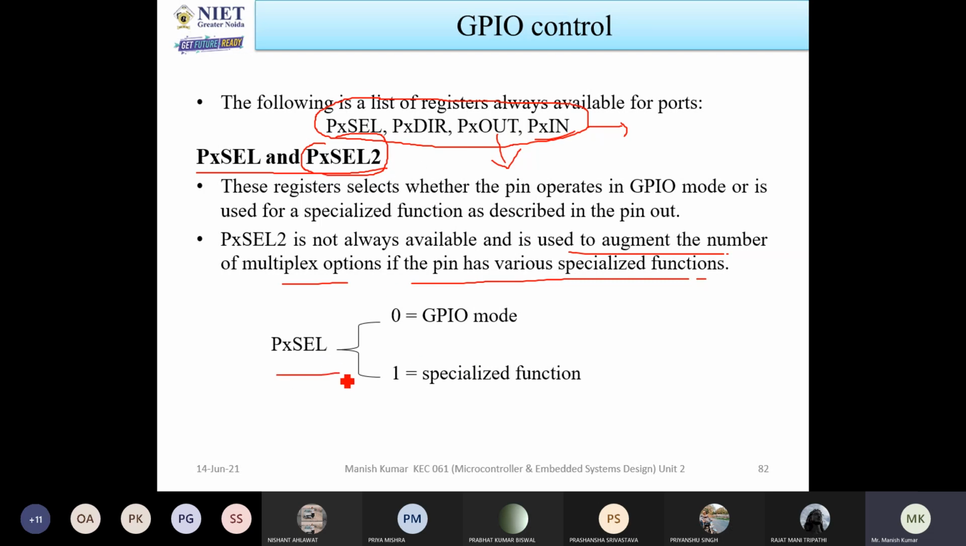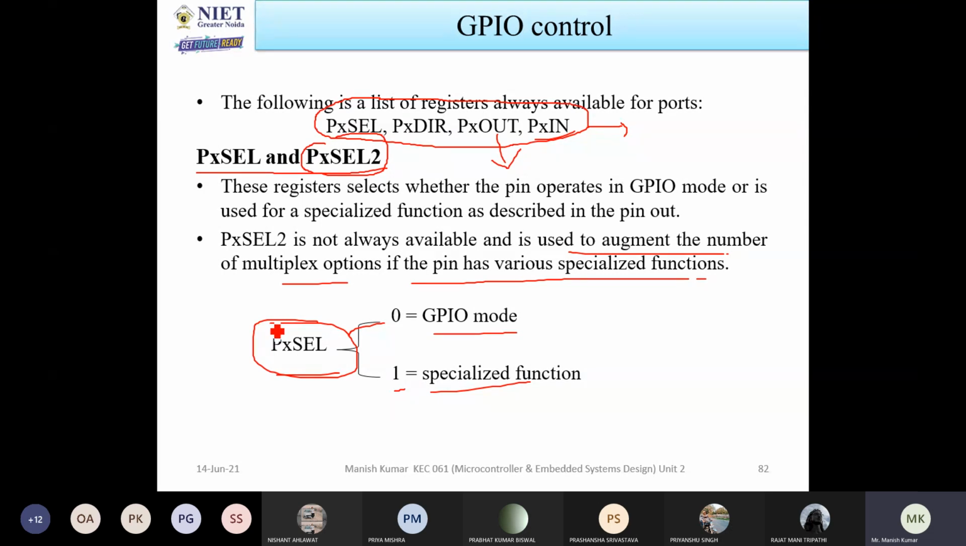So with the help of PX select pins, if this will be 0, it means that this pin works as a GPIO mode, means general purpose input. And if you put PX select bit equal to 1, it means that it is used for the specialized one. So which mode you want to use the pins in depends upon you. You have a choice which pin will be selected and in which mode with the help of PX select bit. So it is a simple thing, we use the PX select bit for this. Either you can activate this pin as a GPIO mode or you can activate it as a specialized function.